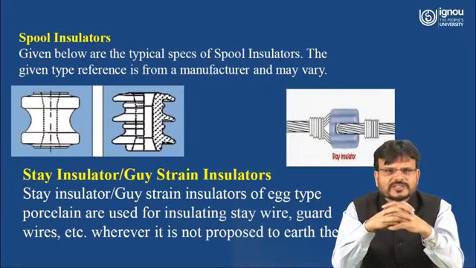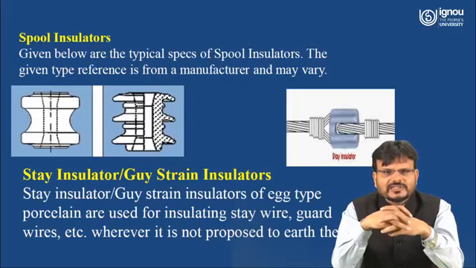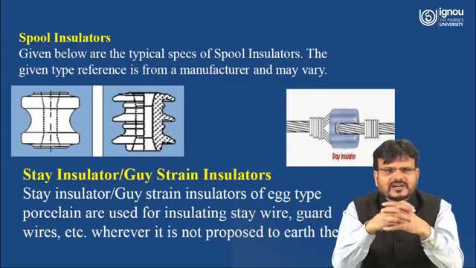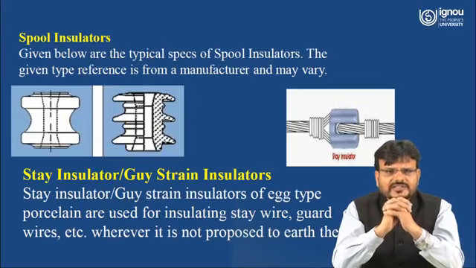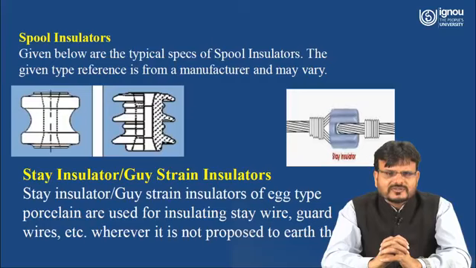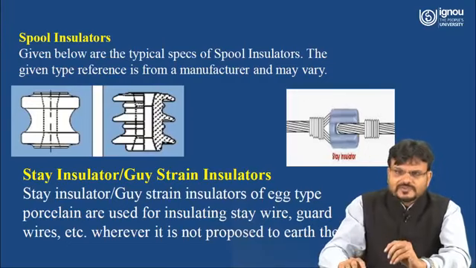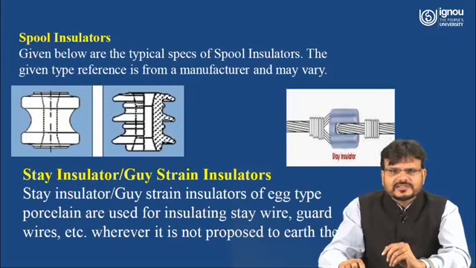Next is a spool insulator. Given below are the typical specs of the insulator. The given type reference is from the manufacturer and it may vary on the size. Last is the strain insulator, also called the guy strain insulator. Strain insulators of egg type porcelain are used for insulating stay wire, guard wire, wherever it is not proposed to earth them.